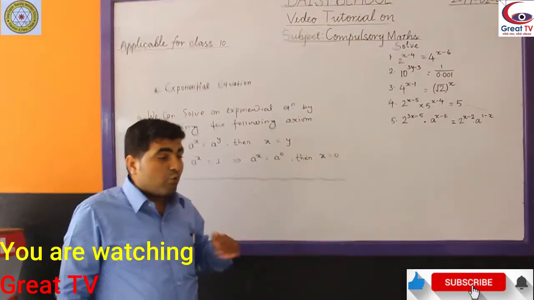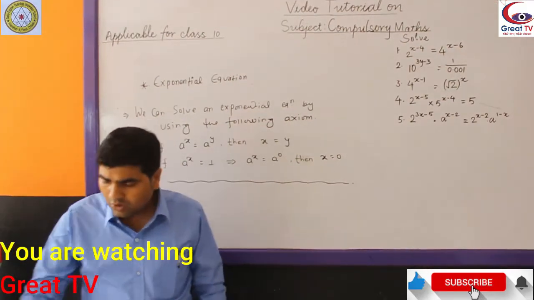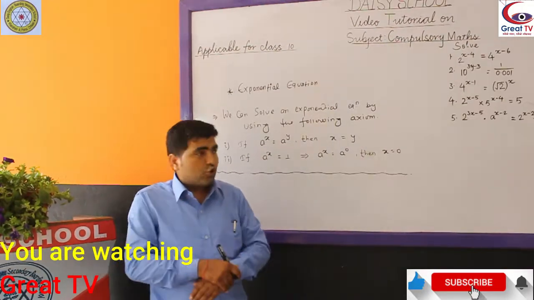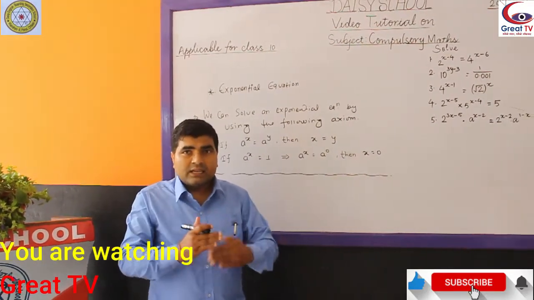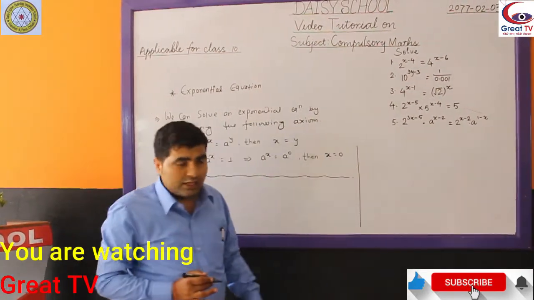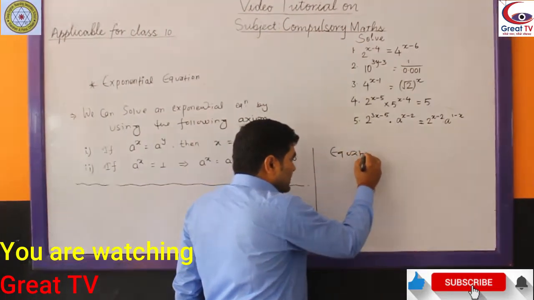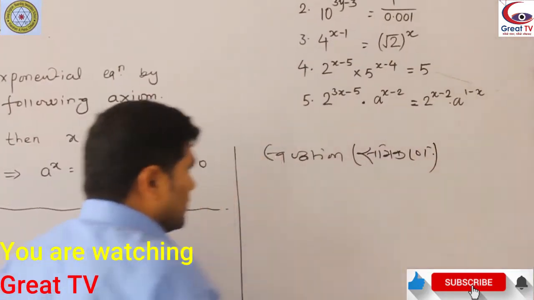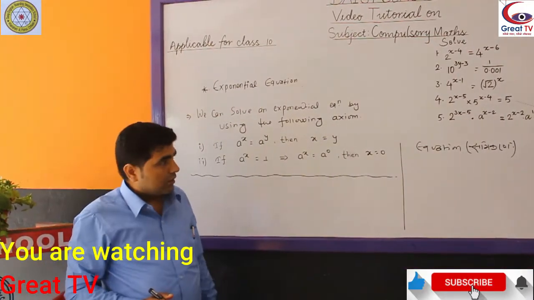Before entering this topic, I want to discuss the definition of equation. We already discussed this topic in earlier classes, class 7, class 8, as well as class 9. The definition of equation in Nepali is called samikaran. A mathematical sentence that uses the equal operation is called an equation.